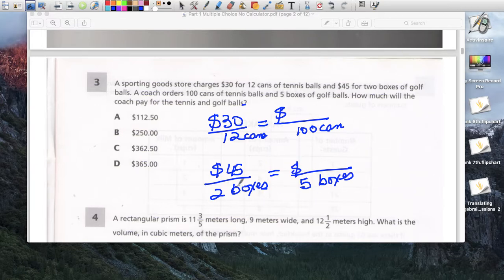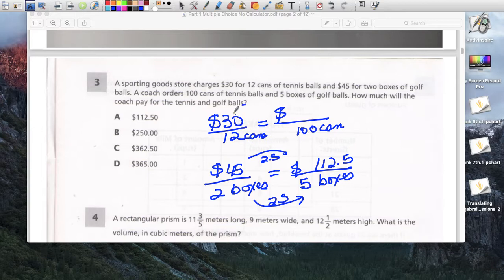So look for relationships. Well, this one side to side is times 2.5. You're free to use a calculator here since you're at home, and you will definitely get a calculator on day two. So it's a times 2.5 relationship at the bottom. So on top it's going to be times 2.5, right? So 45 times 2.5 equals $112.50. So for five boxes, he'll pay $112.50.